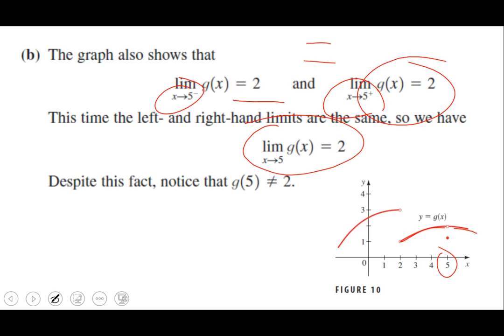Something to notice here is that the actual f of 5, if you were to actually find the equations for these graphs and plug in 5, you would get back 1 because that's where the closed circle is. So the fact that the actual value of the function is not equal to the limit, again, is fine. We're going to think about limits as just getting very, very close and not really caring about whether or not we actually get there.